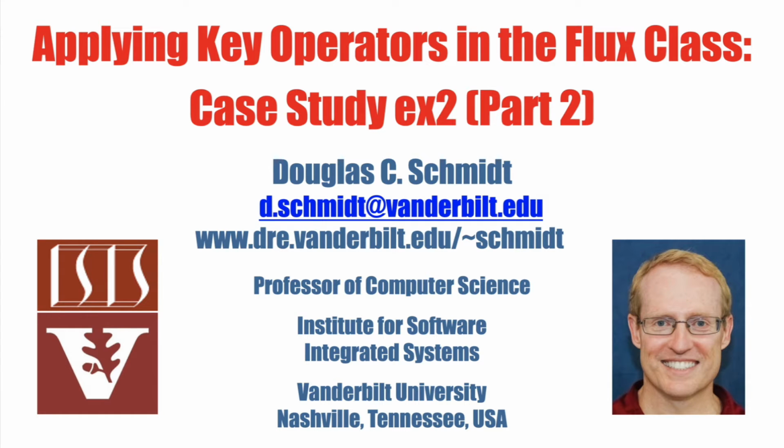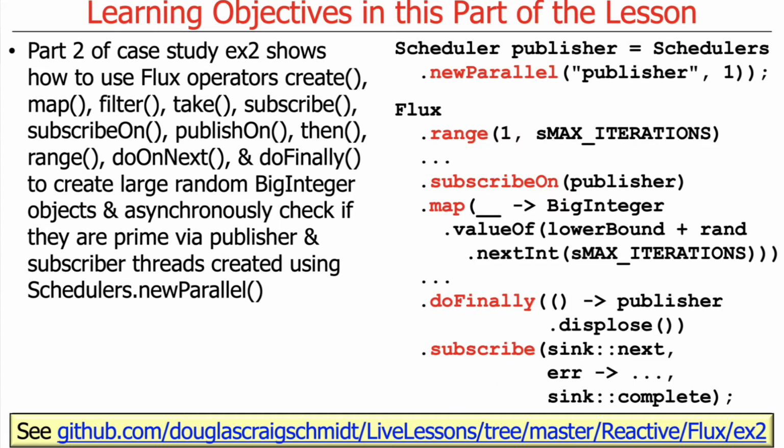So we're now going to turn our attention to part 2 of case study ex2, and we'll take a look at some other operators in the Flux class. And there's a whole pile of them. Some of them we've seen before, some of them we haven't seen before. We're going to take a look at things like range, and some other stuff that we haven't really looked at, like doFinally, in order to do some more creation of random big integers and then checking them asynchronously to see if they are prime.